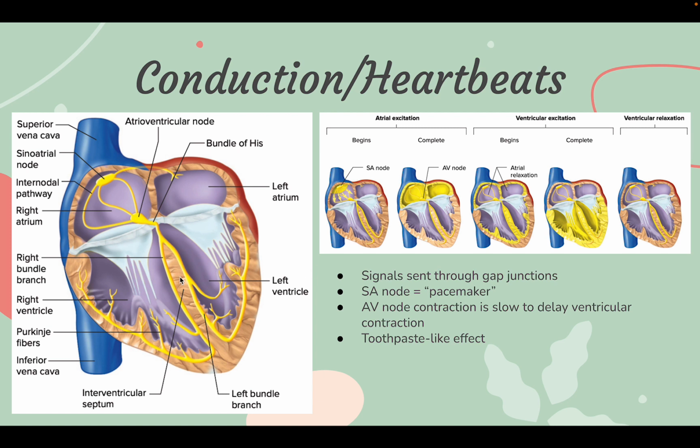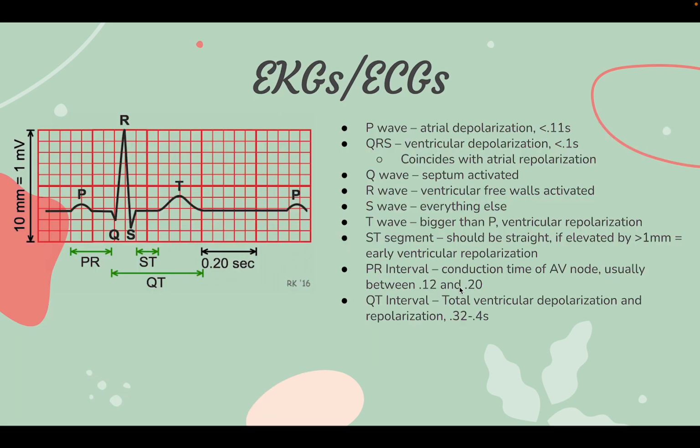Contraction is pretty much simultaneous in the right and left halves of the ventricle, except the bottom of your heart will actually contract a little bit sooner than up here. So there's a toothpaste-like effect with that. When you squeeze toothpaste, you're squeezing from the bottom of the tube, and that part gets squeezed first, but the parts up top get squeezed soon after.